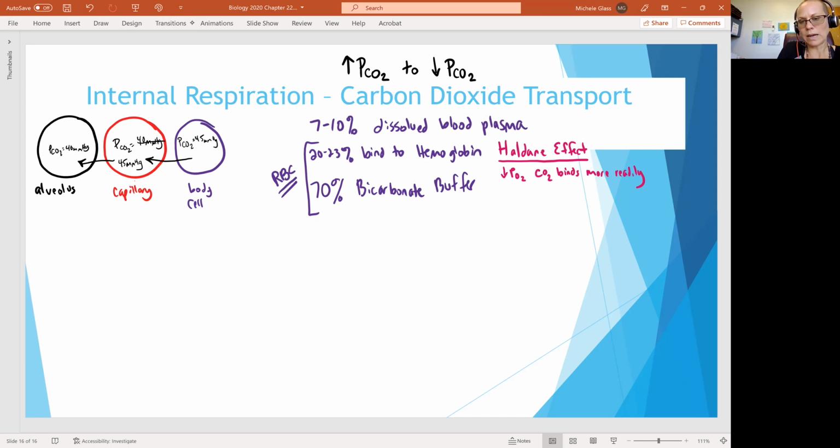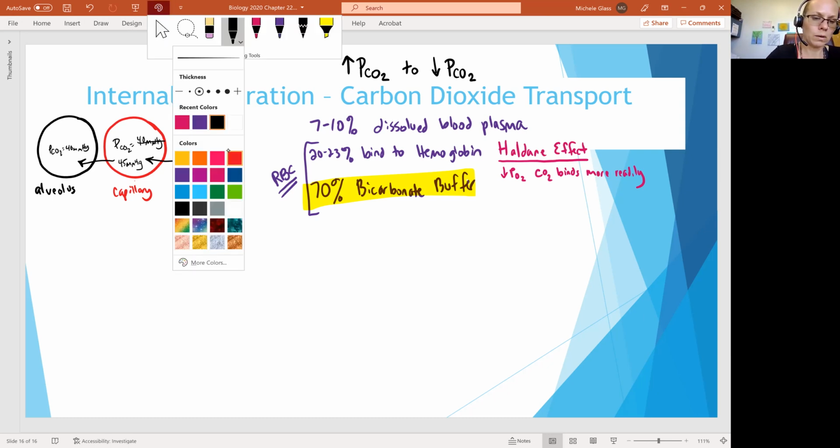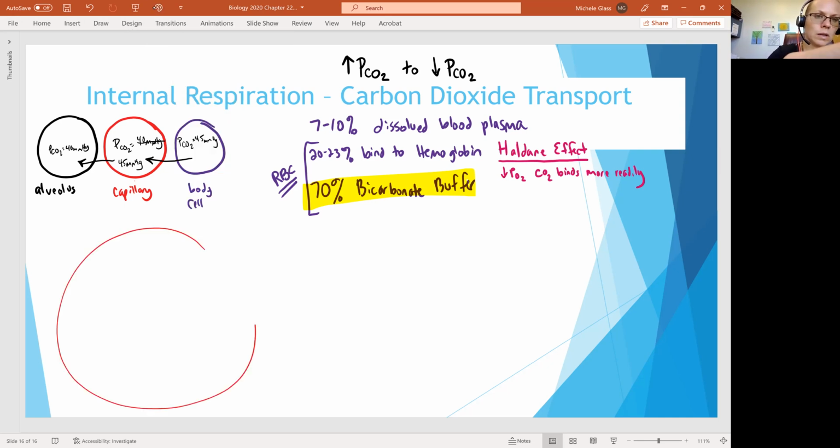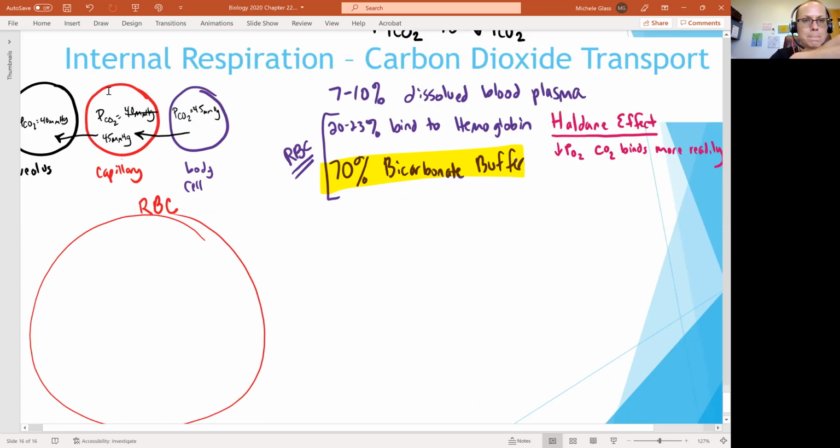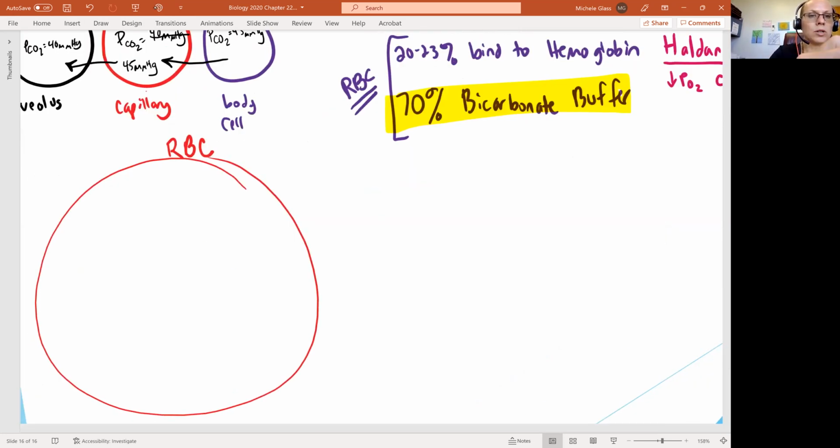The majority of your carbon dioxide gas enters into the red blood cell and is being transported as a bicarbonate buffer. So now what I want to do is actually draw my red blood cell. I'm going to draw a big red circle, and I want to make sure that I'm labeling it as my red blood cell, so that we'll see that this is happening in the red blood cell. What we're seeing is the majority of the CO2 is entering into the red blood cell.